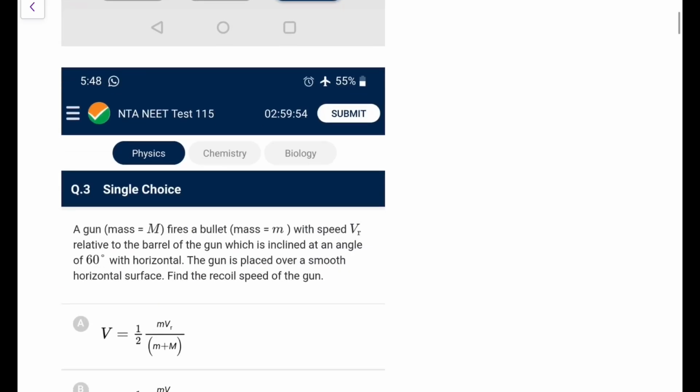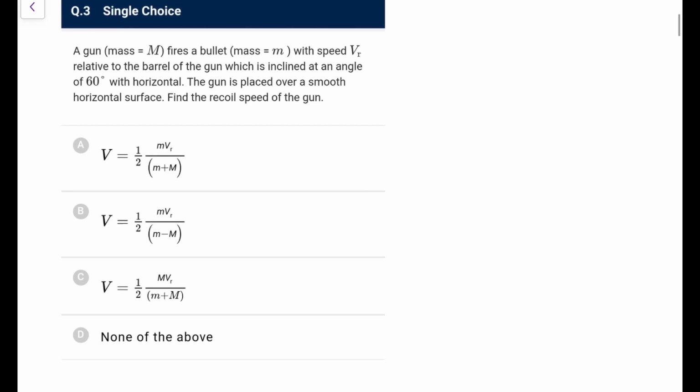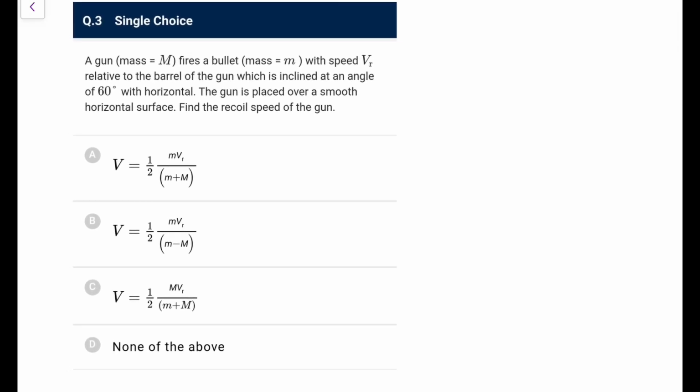Next one: a gun fires a bullet with speed v relative to the barrel of the gun, which is inclined at an angle 60 degree with the horizontal. Gun is placed over a smooth horizontal surface. Find the recoil speed of the gun. So let's say like this. You can have a tank. Let's say this is fired with a velocity v relative here. This is v relative at an angle 60 degree. So let's say it recoils with speed vr.